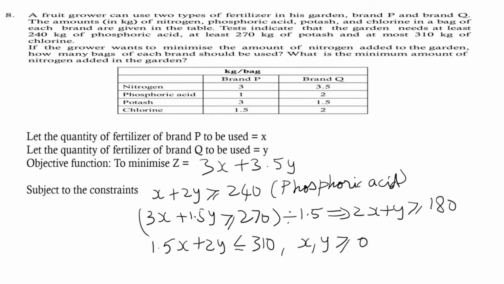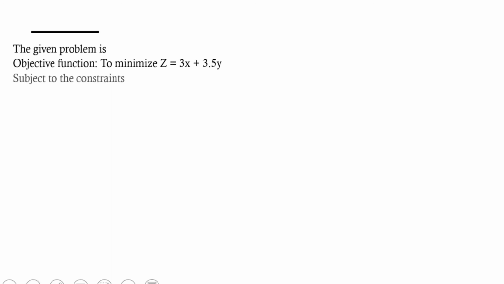So we have obtained the objective function and the constraints. So we can write the given problem as: objective function to minimize Z is equal to 3x plus 3.5y subject to the constraints x plus 2y greater than or equal to 240, 2x plus y greater than or equal to 180, 1.5x plus 2y less than or equal to 310, and x comma y greater than or equal to 0. The next step is to draw the graph and find the feasible region.